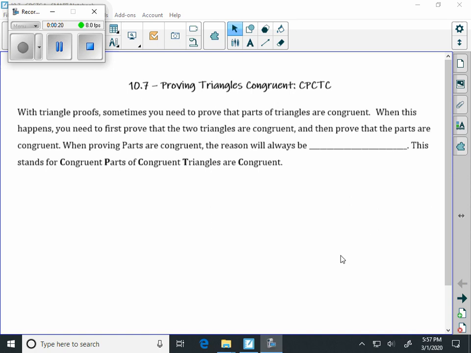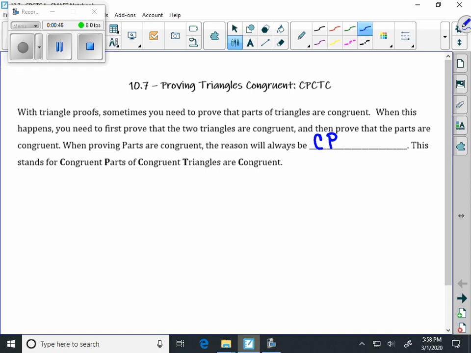So what we're going to do today, it says with triangle proofs, sometimes we need to prove that parts of the triangle are congruent. When this happens, we first need to prove that the two triangles are congruent. So that's when we use our side angle side, or our angle angle side, or our side side side. And then we prove that the parts are congruent. And when proving parts are congruent, the reason will always be corresponding parts of congruent triangles are congruent.